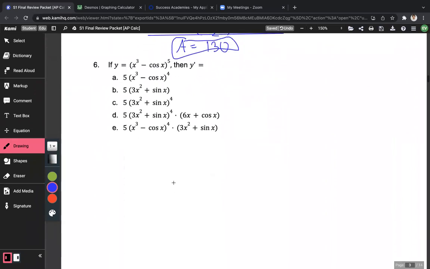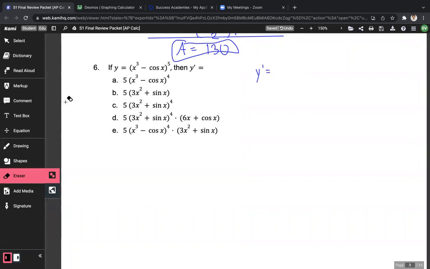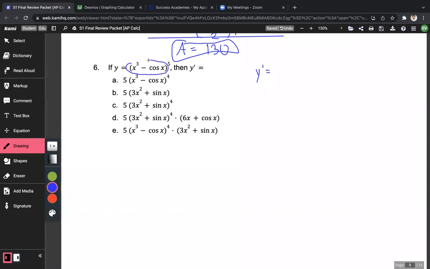All right, looking at question number 6. I've got a function and I'm just trying to find its derivative, and this is only going to require me to use my knowledge of the chain rule, the power rule, and a trig derivative. So to start off, I see that I've got two functions I'm adding together, nothing weird here, but the whole quantity, x cubed minus cosine of x, is being raised to the 5th power.